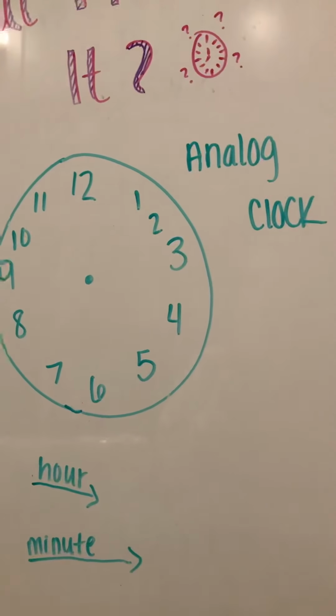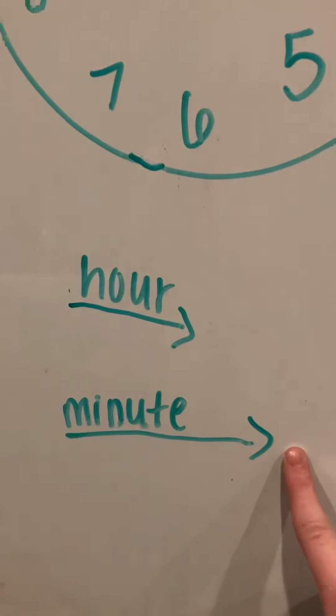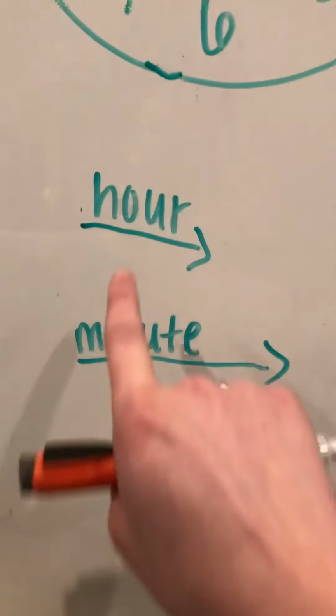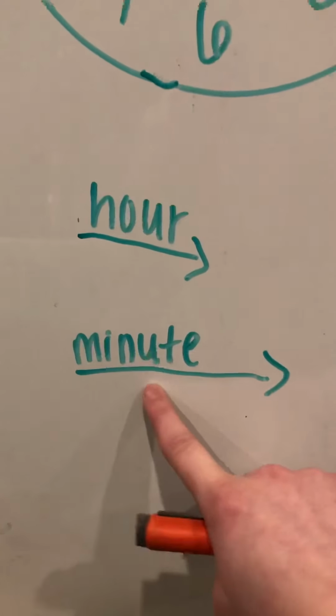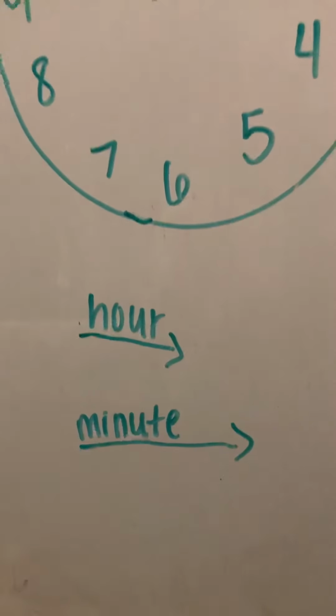And on our analog clock, we have two hands. We have our hour hand and we have our minute hand. And if you have a hard time remembering which one is which, hour is a short word, minute is a long word. And that's a good way to remember which hand is which.